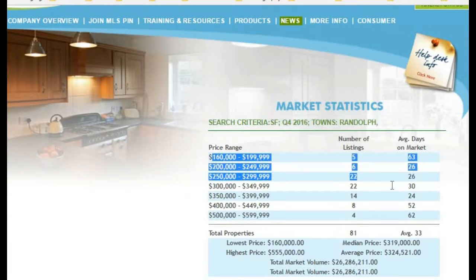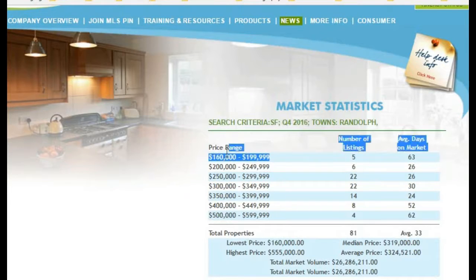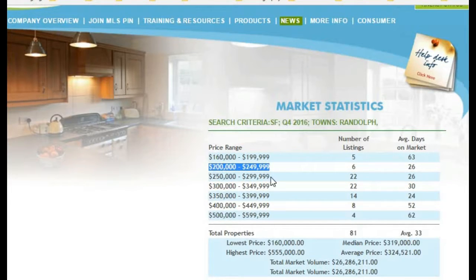You can see it's broken down by price range: 160 to 200,000, 200,000 to 249, 250 to 299, and so on. For this discussion, we're going to use 350 to 399.9. You can see the number of listings is 14. Average days on market is 24. So if I was to use the days on market, I would probably use the information from market statistics for the given price range, and then I would use the quarterly Market Watch report for the original list price and the final sales price.